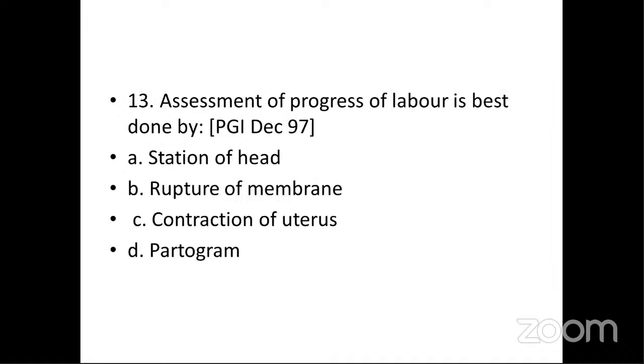Next one. Assessment of progress of labor is best done by station of the head, rupture of the membranes, contraction of the uterus, or partogram. So it's actually all of them. But what is the right answer where all of them can be done on this thing? Single sheet is the partogram, is it not? So the answer here is D, partogram.